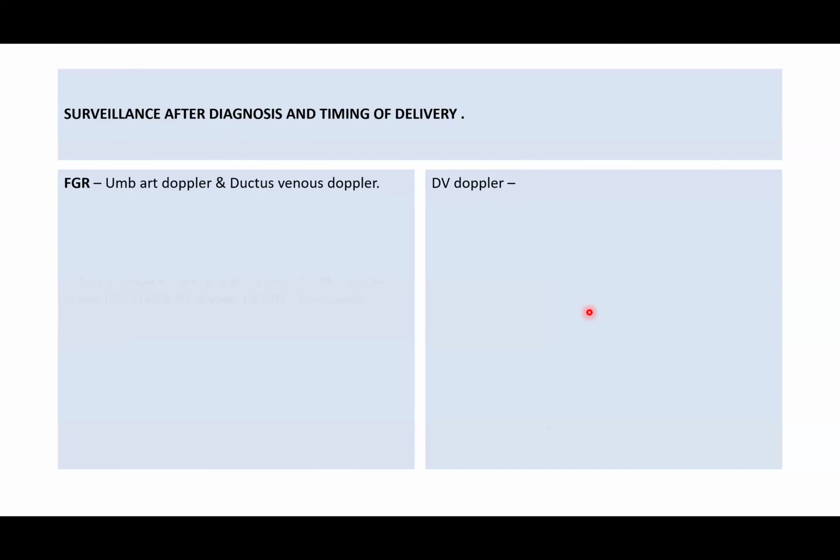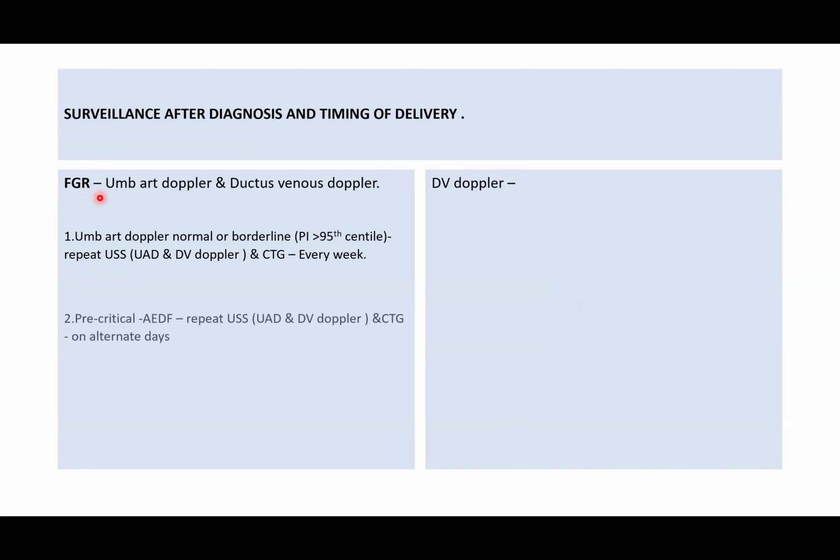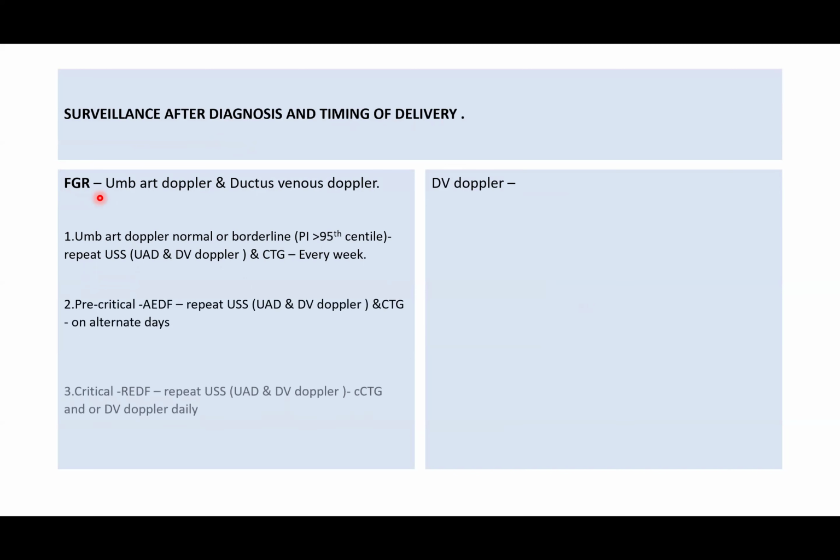Now, surveillance and timing of delivery in FGR babies. Here we have to do the monitoring with the umbilical artery Doppler and ductus venosus Doppler accordingly. If umbilical artery Doppler is normal or borderline, meaning pulsatility index is more than 90th centile, then we will repeat the umbilical artery Doppler, ductus venosus Doppler and the CTG every week. But if it is pre-critical, that is, the umbilical artery Doppler has absent end-diastolic flow, then we will repeat the umbilical artery Doppler, ductus venosus Doppler and CTG on alternate days.